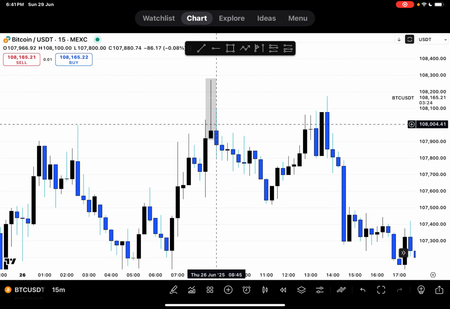Some people call it shooting star, some people call it inverted hammer, and I call it pin bar. To make it easy, I call it pin bar, and many others call it that too. As I always say, things have several names, but you just have to be familiar with the concept, and then you can literally call it whatever you want. So let's just get through the concept.